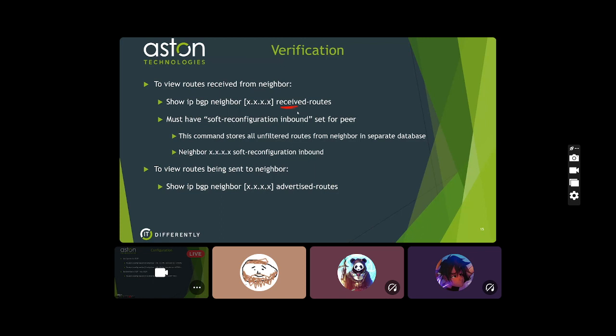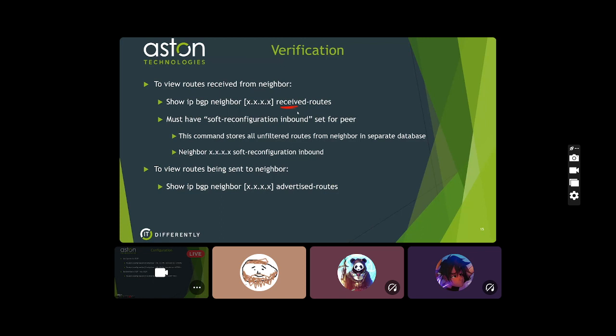Now, in order to actually see these received routes, we must have already configured soft-reconfiguration inbound. That's that thing I was telling you about a little bit earlier when I was talking about other neighbor commands. What this does is it stores a cache, a separate little database of all the routes that it receives before you apply filtering. Now, the reason why we want this cache is because 99% of the time, when you're troubleshooting a BGP problem, it's not a BGP problem, it's a BGP filtering problem.